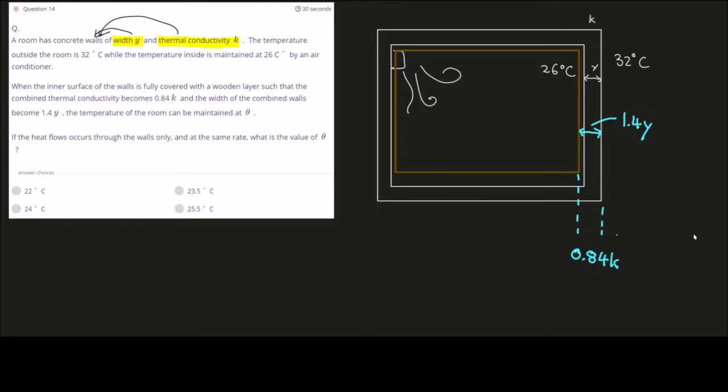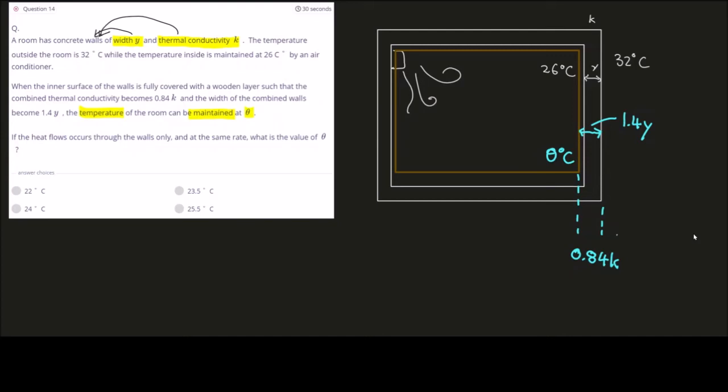Okay, but now the thermal conductivity decreased. So now it conducts heat poorer right now. Before that, it conducts heat better, but after adding the wooden layer, the thermal conductivity decreased, so it conducts heat poorer right now. Okay, so now they say when the thermal conductivity change, when the width change, the temperature is now maintained inside the room. Temperature in the room now is theta. So you have a new theta as your new temperature inside the room.